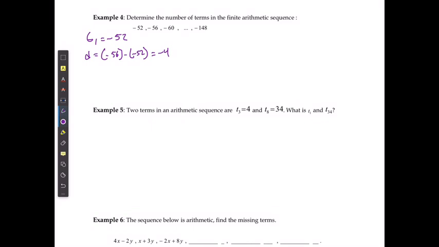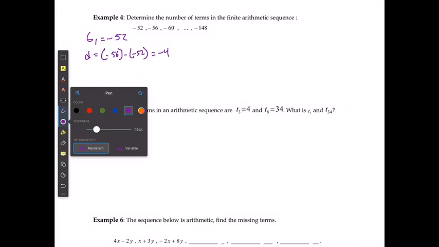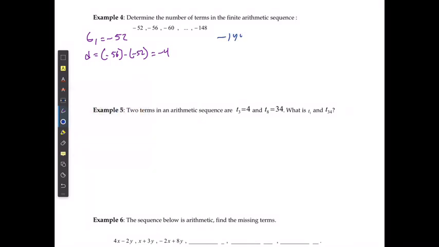If I know the value of the last term, I'm just trying to solve its term number. So I'm going to say that negative 148 is going to equal negative 52 plus n minus 1 times negative 4. And I'm going to solve it just like we did the last example. I'm going to subtract negative 52, or add 52, to both sides and say that negative 96 is equal to n minus 1 times negative 4.